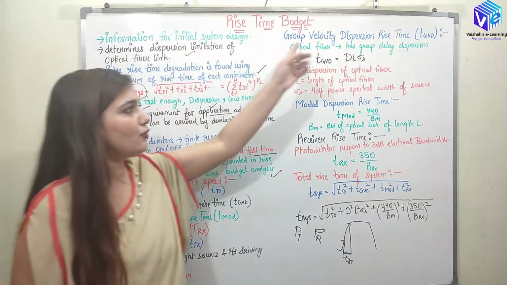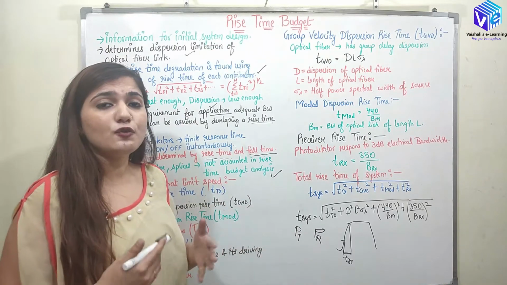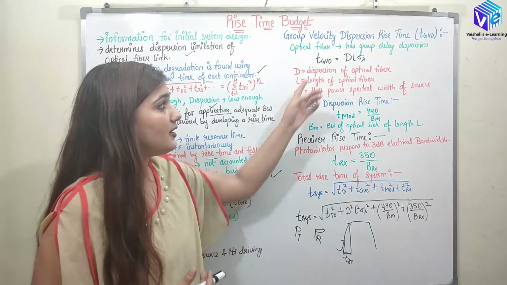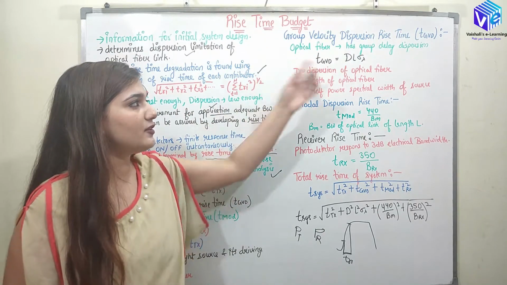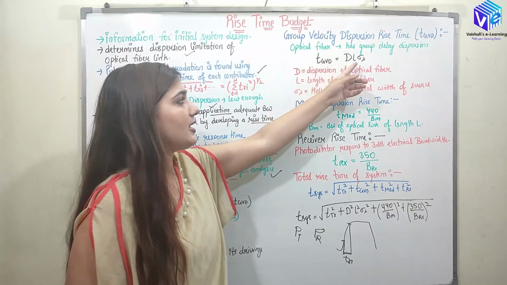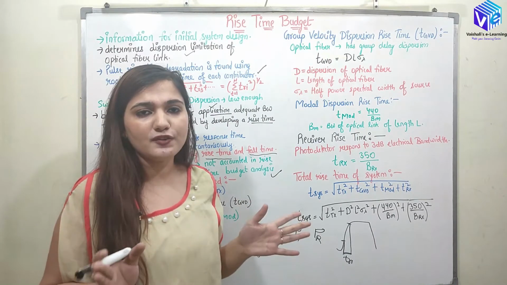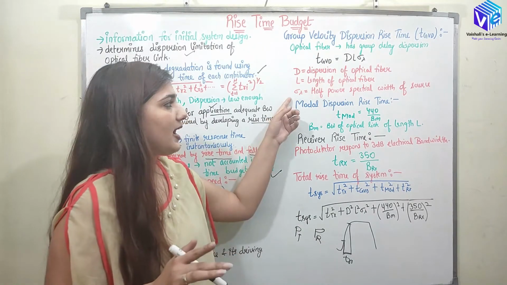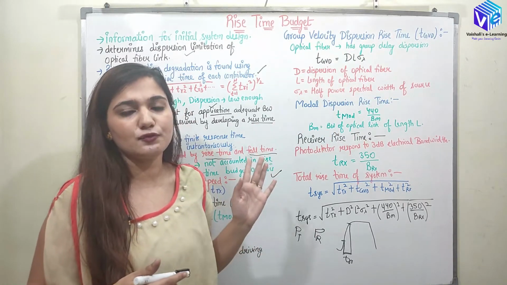Right, after that we have the group velocity dispersion rise time, T_GVD, right? Obviously it is caused because of the dispersion. Here, because of the group velocity, we have the group delay dispersion. We have different modes, and due to the different modes, we have the group delay dispersion, and it is measured as T_GVD equal to D L sigma lambda. Where D is the dispersion of the fiber, which depends upon the length of the fiber as well, so it depends upon L, which is the length of the optical fiber. After that, it is dependent upon sigma lambda, which is the half power spectral width of the source.